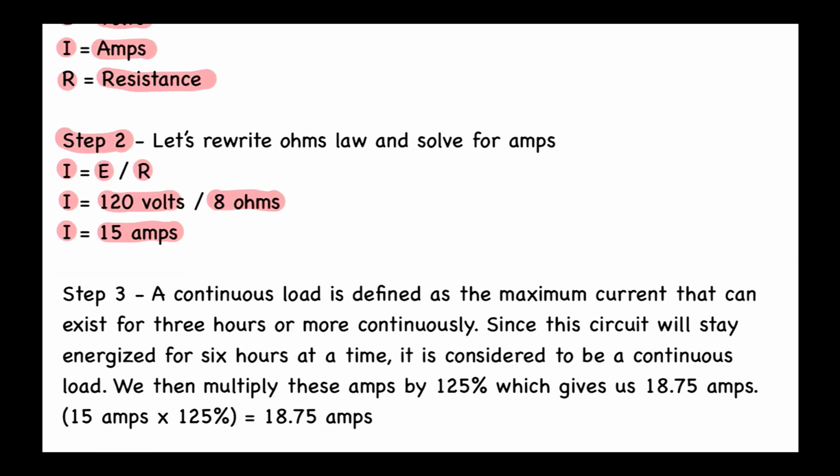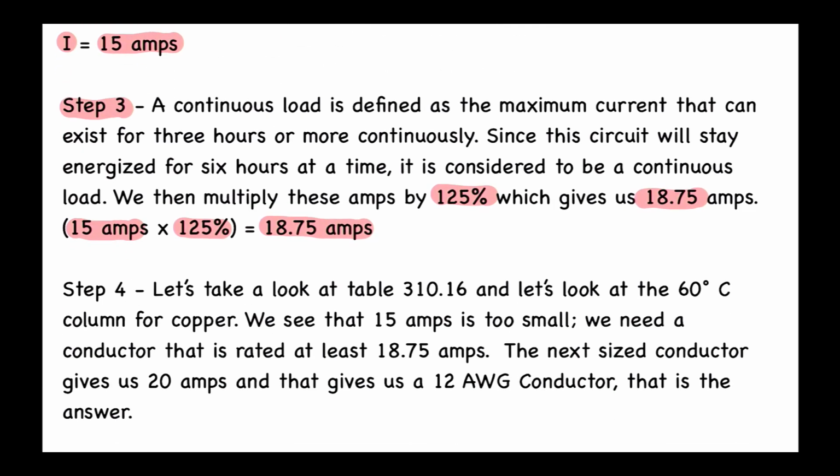Let's take a look at step number 3. A continuous load is defined as the maximum current that can exist for 3 hours or more continuously. Since this circuit will stay energized for 6 hours at a time, it is considered to be a continuous load. We then multiply these amps by 125%, which gives us 18.75 amps. So 15 amps times 125% is equal to 18.75 amps.